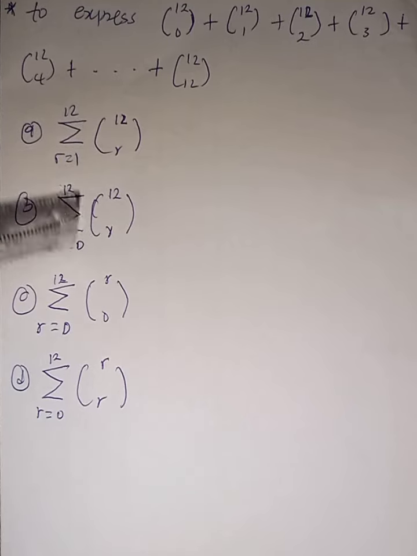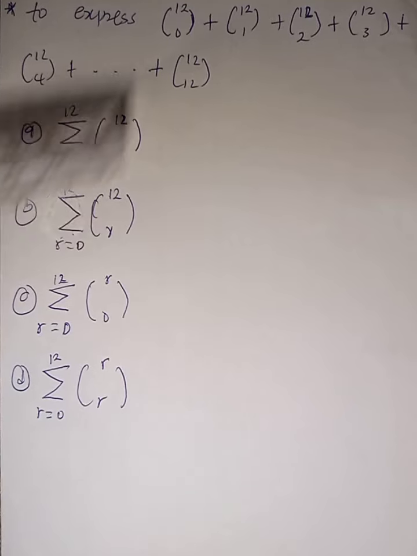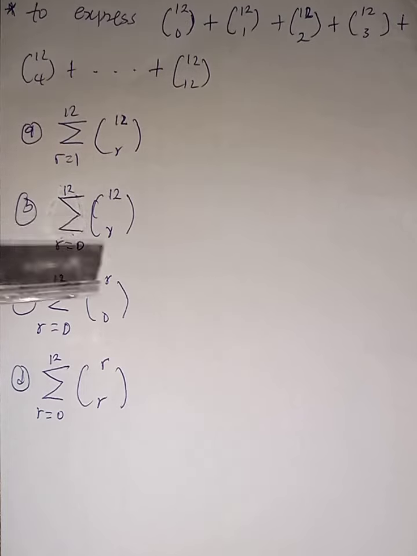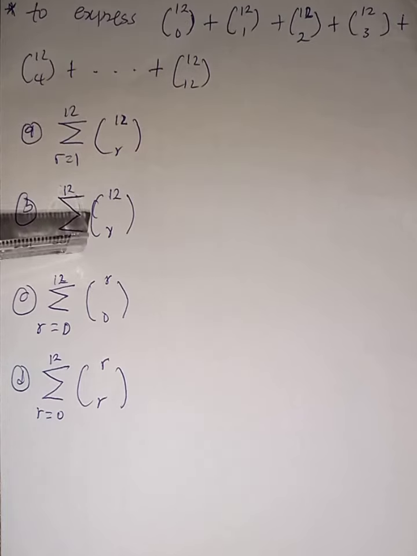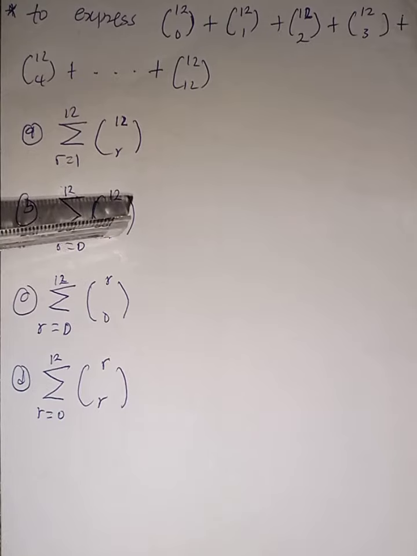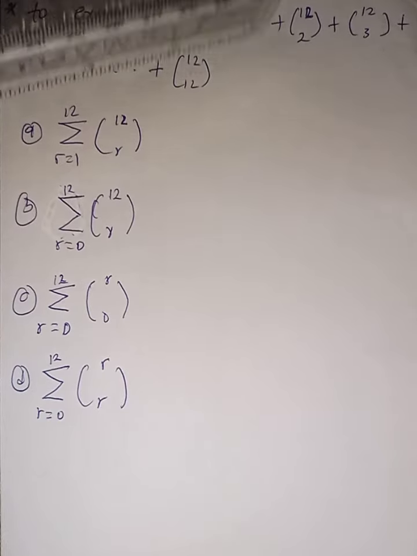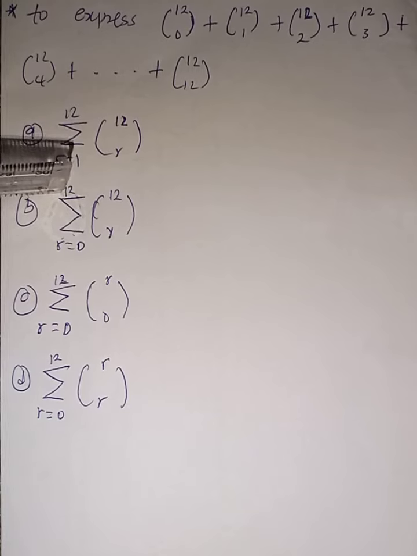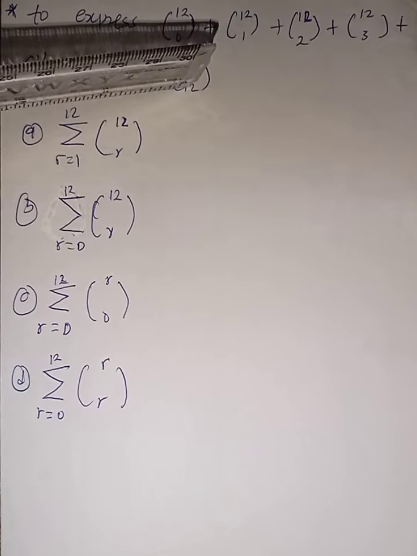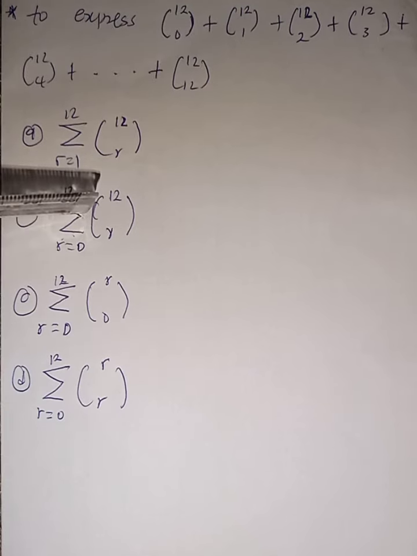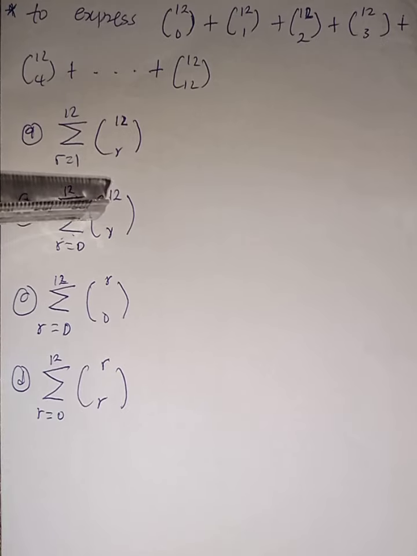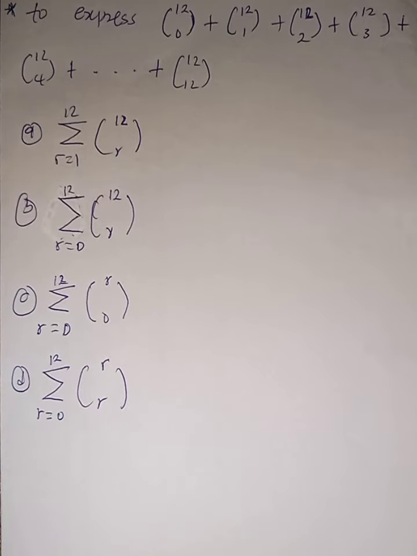Let's try this. r equals 0. You have 12 combination 0. Correct. At r equals 1, put 1 here. We're going to have 12 combination 1. Correct. Now let's check the last one. At r equals 12, we're going to have 12 combination 12. Correct. So this will be the correct option here. Others will not be correct. So the correct option now is option B for this.